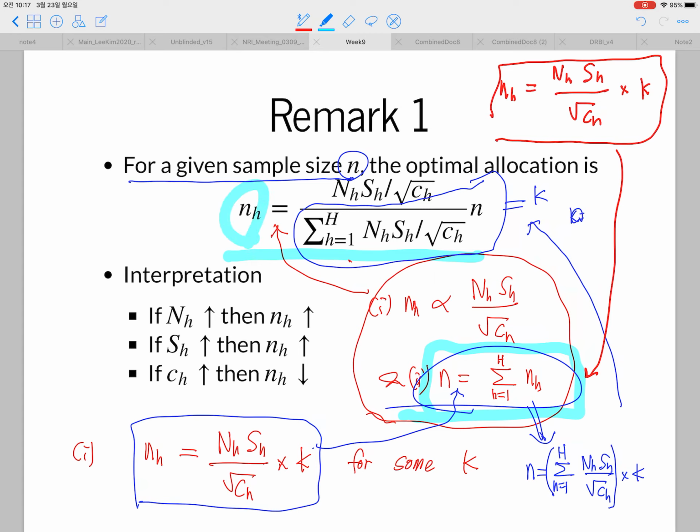And this solution basically says that if the population size is large, then we should increase the sample size. If the population variance for that stratum is large, then we should increase too. If c_h is large, that means the cost is high, then we should reduce the sample size. So it kind of makes sense.